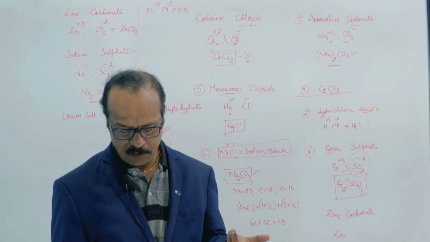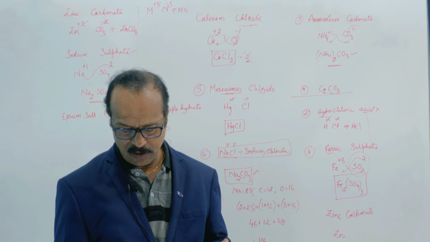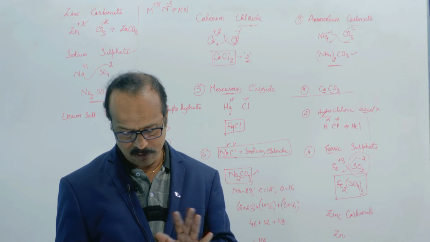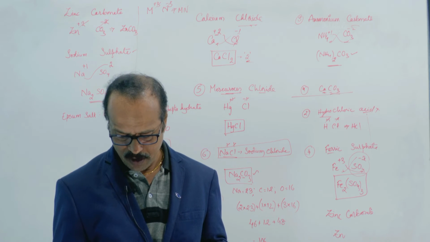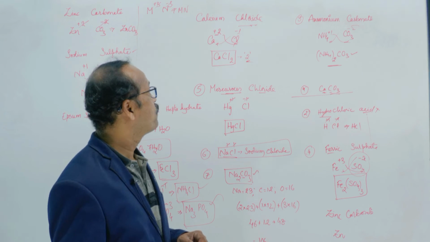Calcium carbonate quantitatively represents one molecule of calcium carbonate, right? One atom of calcium carbonate is wrong. 40 is wrong. All is correct is wrong. So the option is 1.